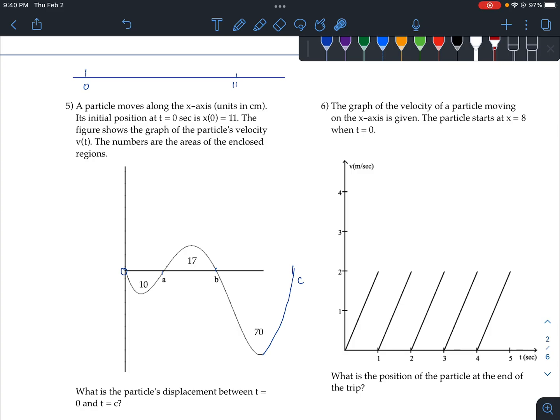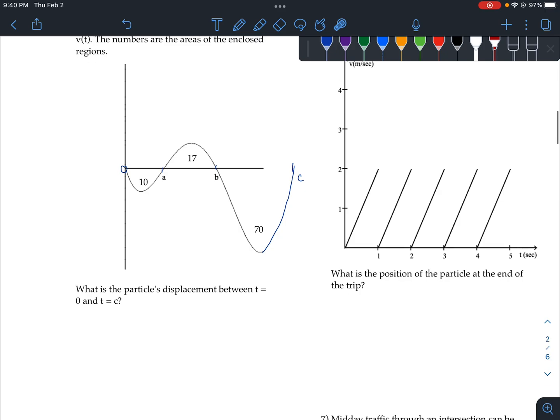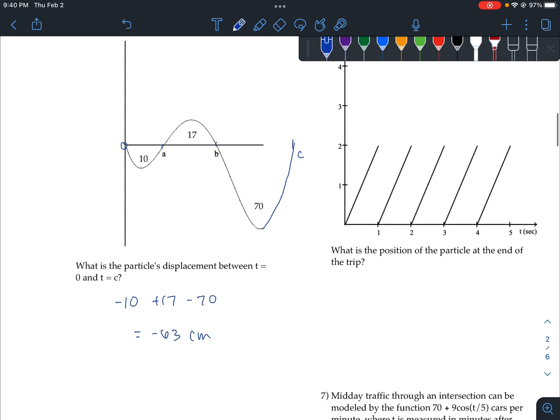But with that being said, the position of where it was is irrelevant. It just wants to know how far away it is from there. So again, minus 10 plus 17 minus 70 should just give us our displacement. Negative 10 plus 17 minus 70 is negative 80 plus 17, which is negative 63 centimeters. So at t equals c, the particle will be 63 centimeters displaced from where it was.